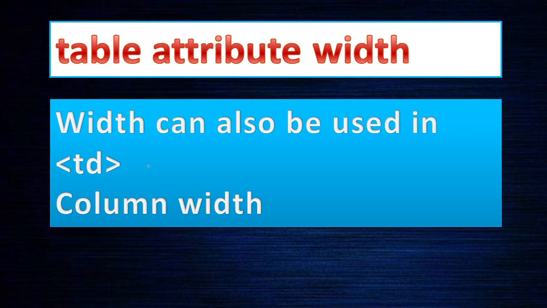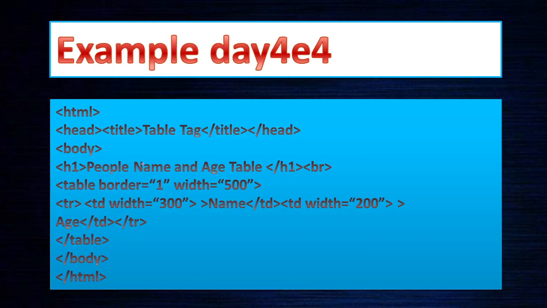Right. So next, the width attribute. Width can also be used in a TD. So now we have seen how to use it in the table. The same thing can be done in the TD also. TD is a column width. How much is the column width? In the previous example, it automatically allocated space for the first column and the second column. But now we can decide how much width for the first column and how much width for the second column. In order to do this, we can specify the same width attribute in the TD also.